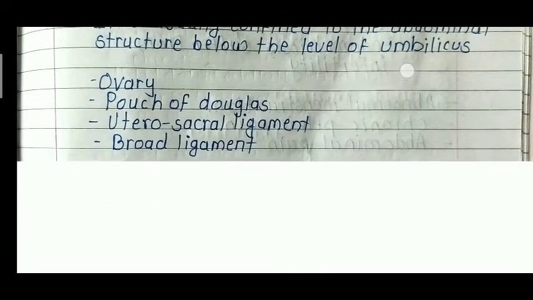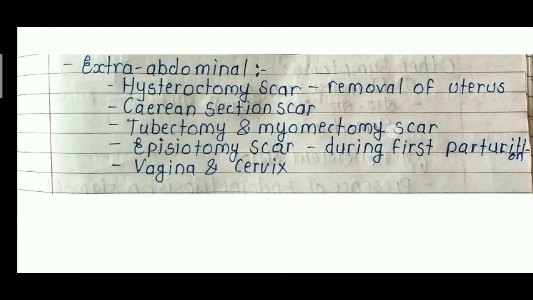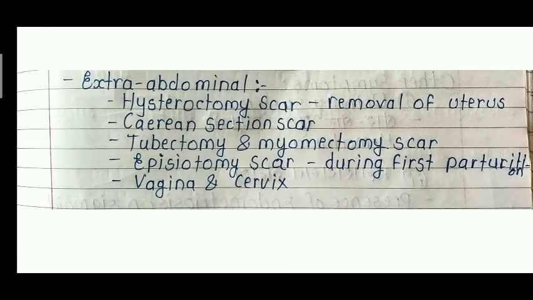Next is extra abdominal. Hysterectomy scar, which is formed during the removal of uterus. So in the extra abdominal part we are seeing hysterectomy scar. During the hysterectomy, if some scar happens, then there are chances of forming endometriosis in the near future.